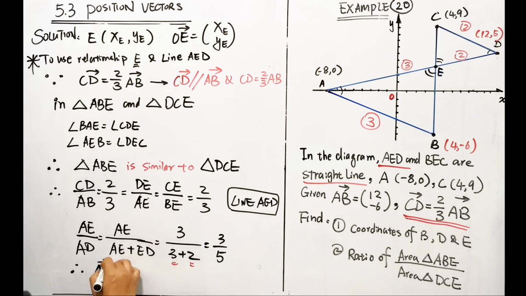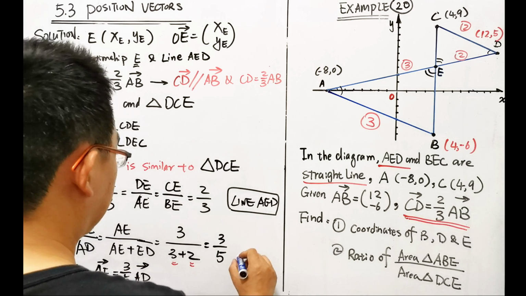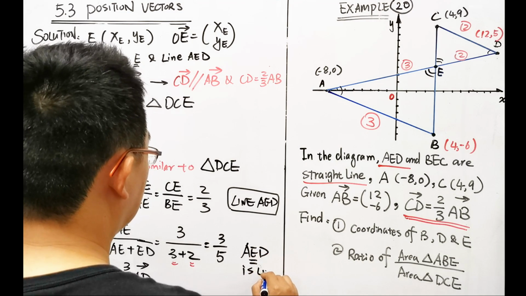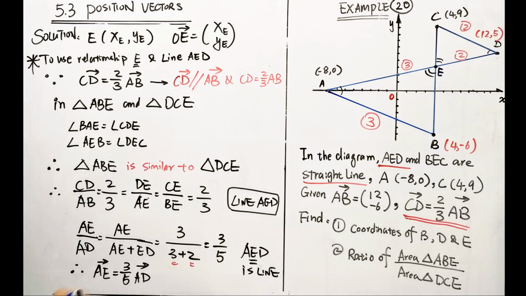Therefore AE equals 3/5 of AD, because they are on the same line. ADE is a straight line, right? So we get this ratio. This is very important information. From here, this is very clear, right?